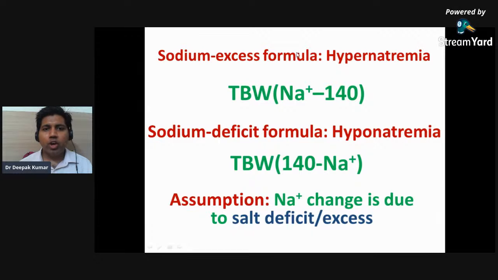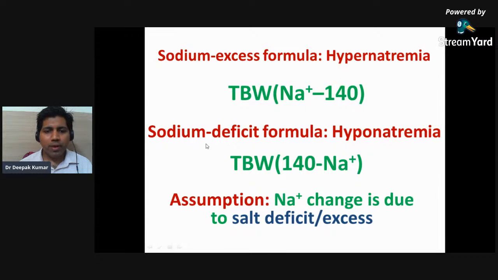So for you to calculate how much of the sodium is in excess, the formula you will use is total body water times (serum sodium minus 140). This is the serum sodium concentration in that patient, and this is the total body water of that patient, right? And you see, you're always going to get a positive number. In hypernatremia, the serum sodium is going to be above normal, which is 140, right? This is the formula to find how much sodium is in excess in the patient.